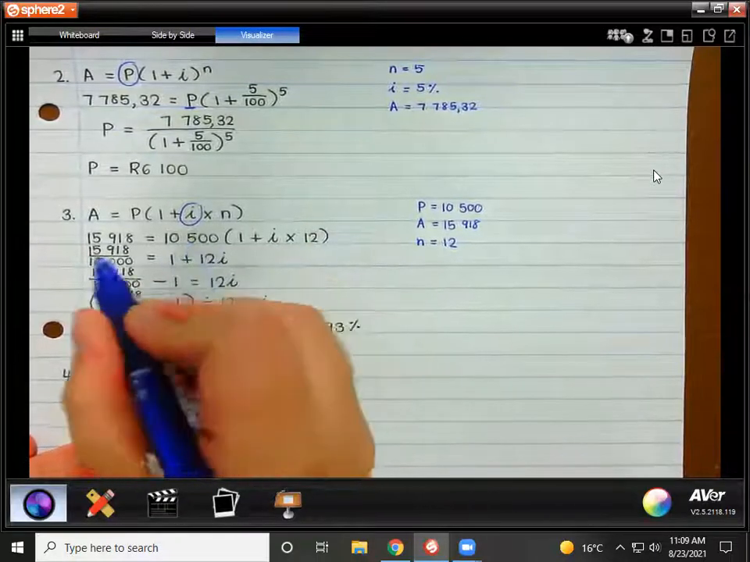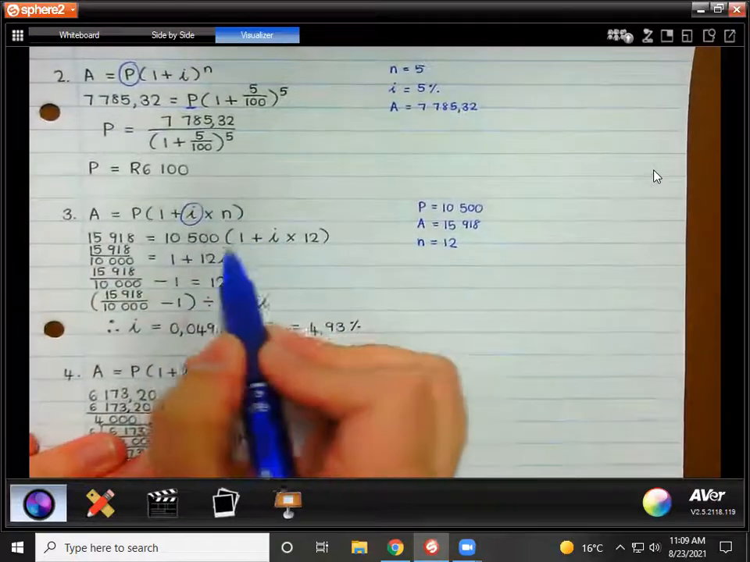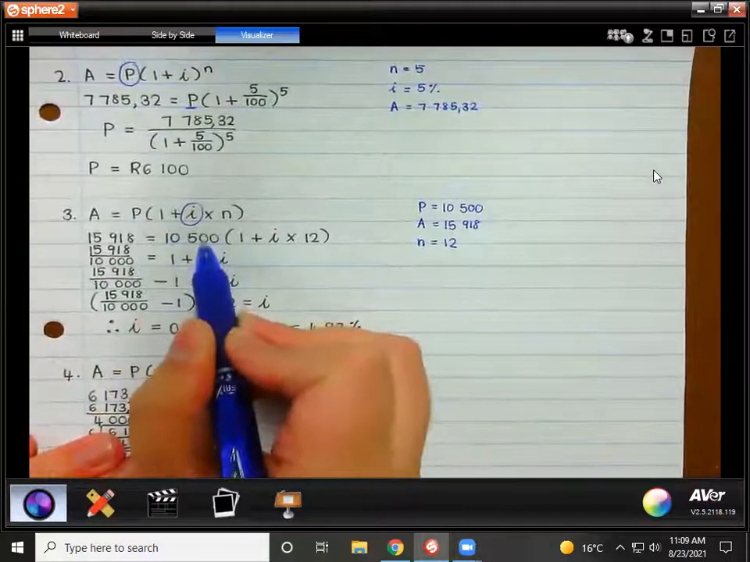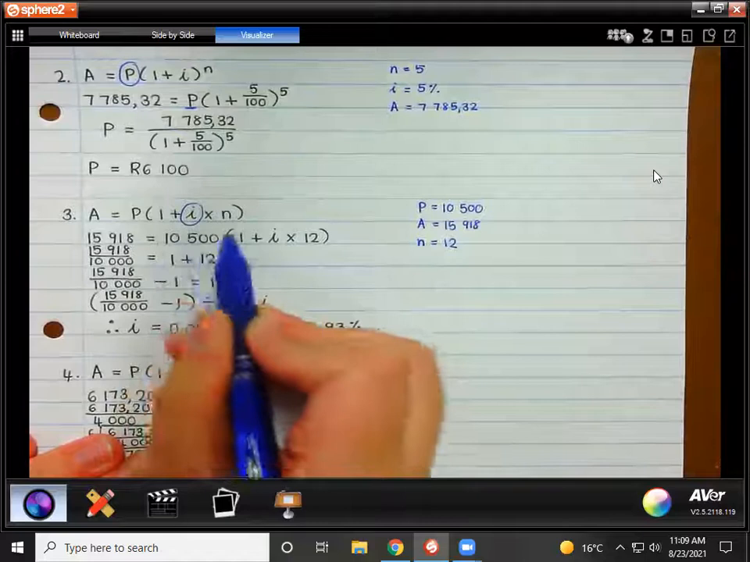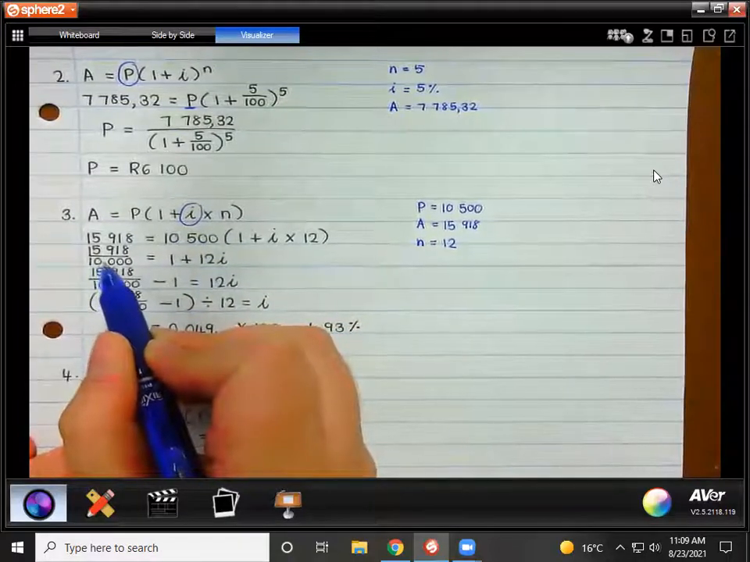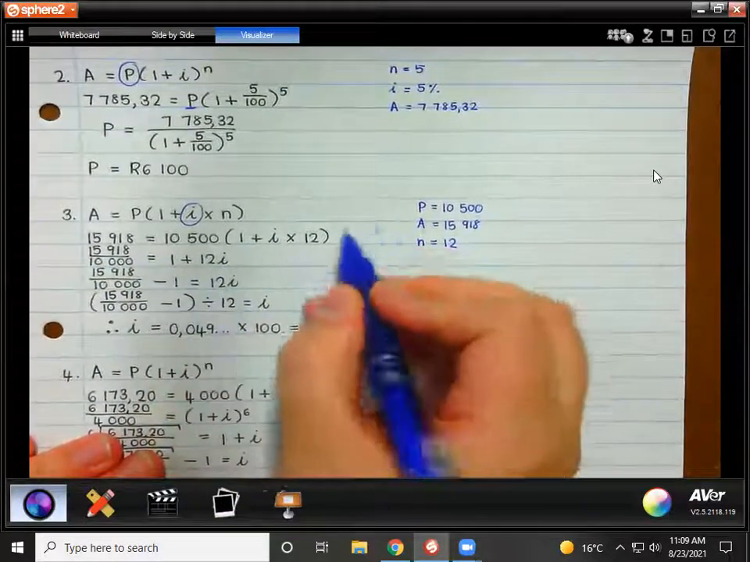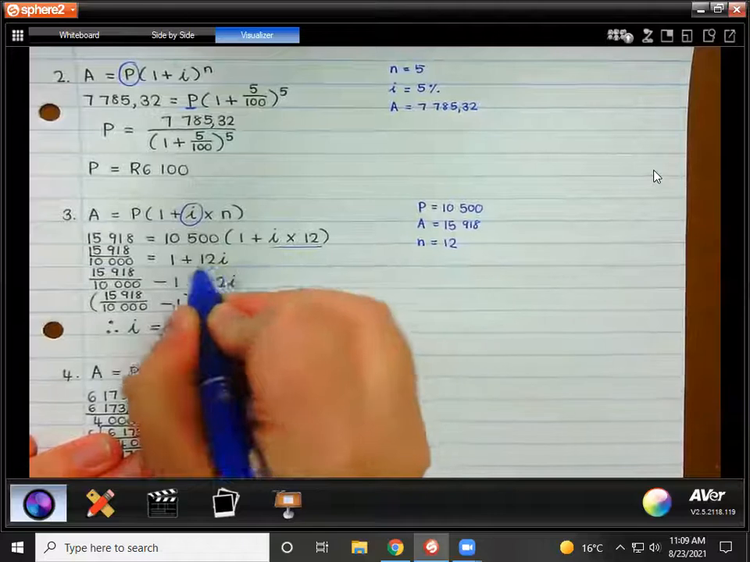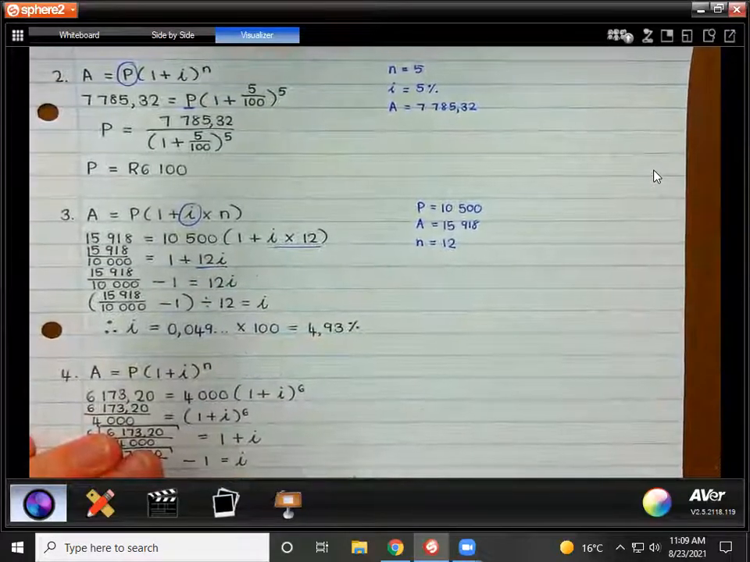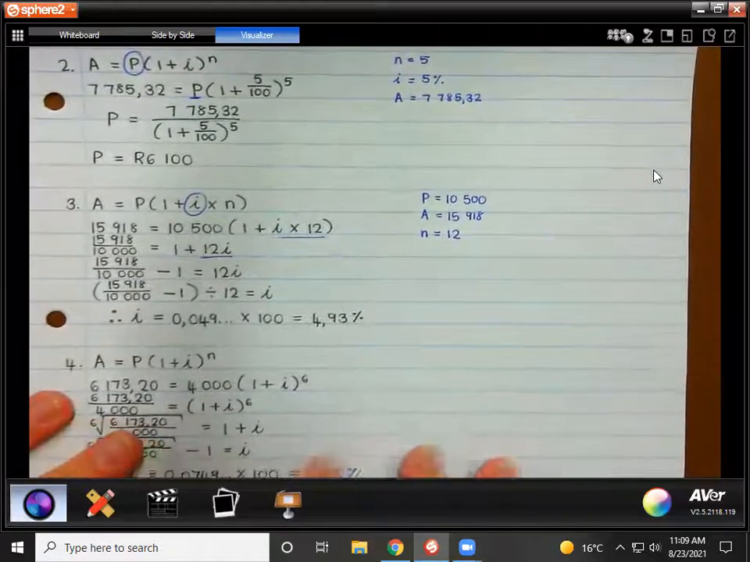Now you're going to systematically move things away from the I. The first thing that you're going to move is always the number in front of the bracket. I'm multiplying by this number, so I'm going to divide by that number. Next up, that's what we're left with. And I also just wrote this I times 12 as just 12I. It's just a number times a letter.